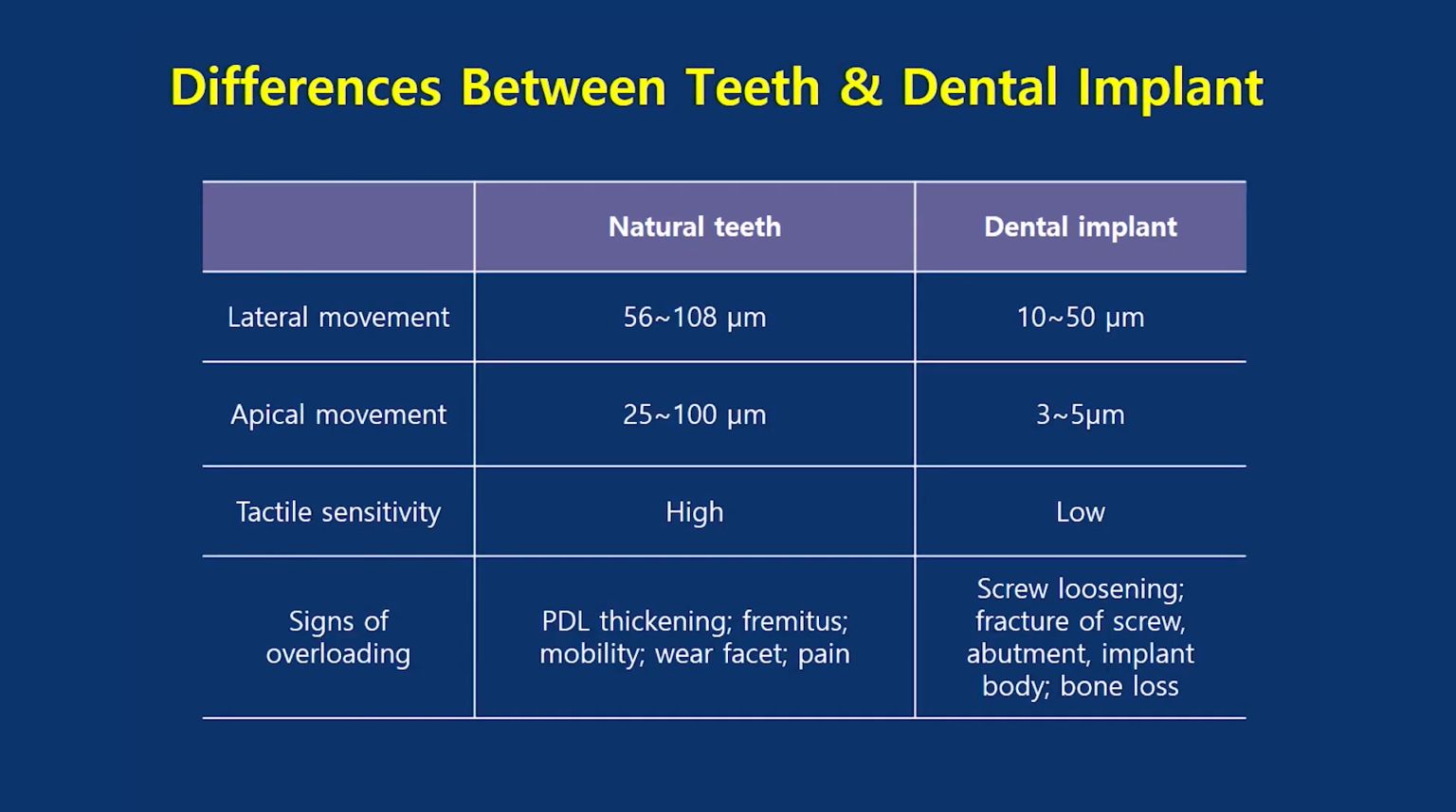When overload is applied in the case of natural tooth, the PDL space becomes enlarged. There can be mobility and wear first. In the case of implant, there can be mechanical problems of screw loosening, fracture of screw, abutment, and implant body, and so forth.